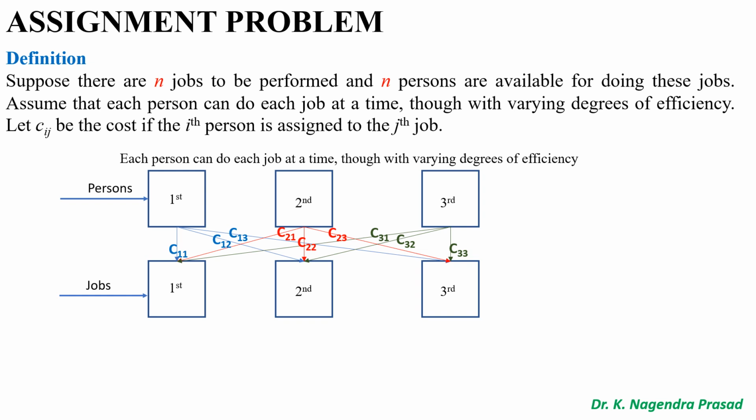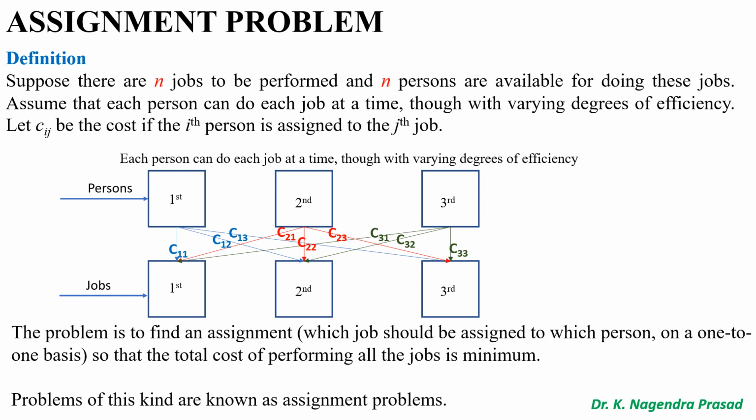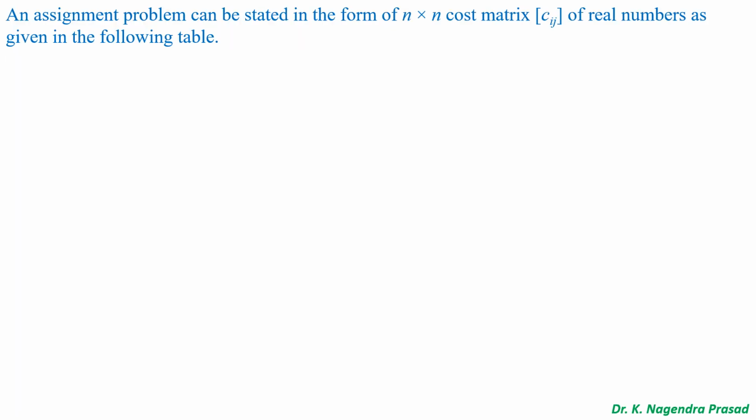Now the question is, which job is assigned to which person for minimizing the cost? These types of problems we call assignment problems. So the problem is to find an assignment: which job should be assigned to which person on a one-to-one basis, which means one person doing one job at a time, so that the total cost of performing all the jobs is minimum. Problems of this kind are known as assignment problems.